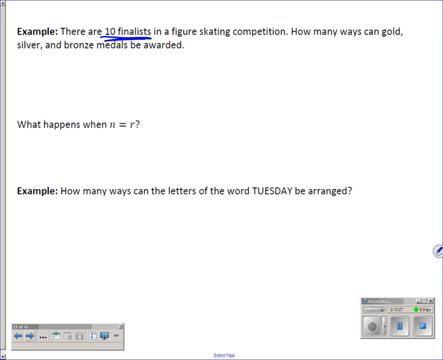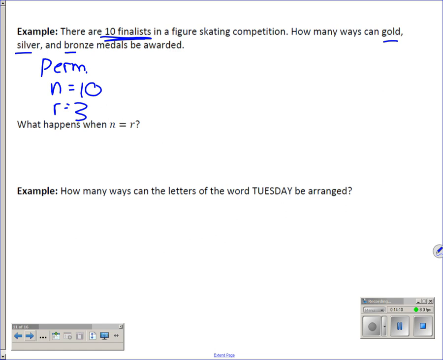Just a little spoiler here: anytime I'm assigning people to something, whether it's medals, or vice president, president, secretary, or first, second, third, anything like that, that's an arrangement. You put it in a specific order. So once I decide that it is a permutation, I have to ask myself what n and what r are. What's n? We have 10 finalists, the total number of people. And r is the number of people I'm taking out to arrange, which is 3, because you only have 3 places to give away here.